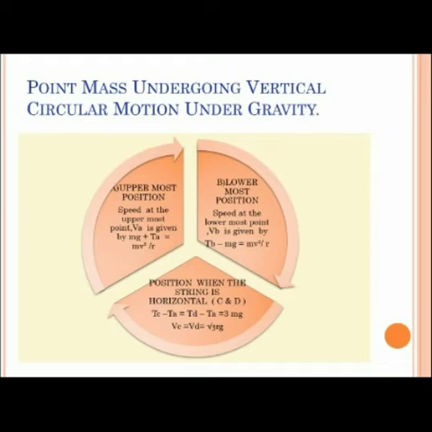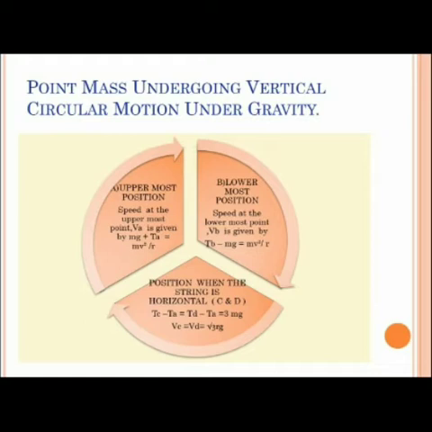Therefore, it is given by the formula Tb minus mg is equal to mv square by r. Let us move on to the position where the string is horizontal at the points C and D. Therefore, we could say that the tension is a subtraction of Tc minus Ta.